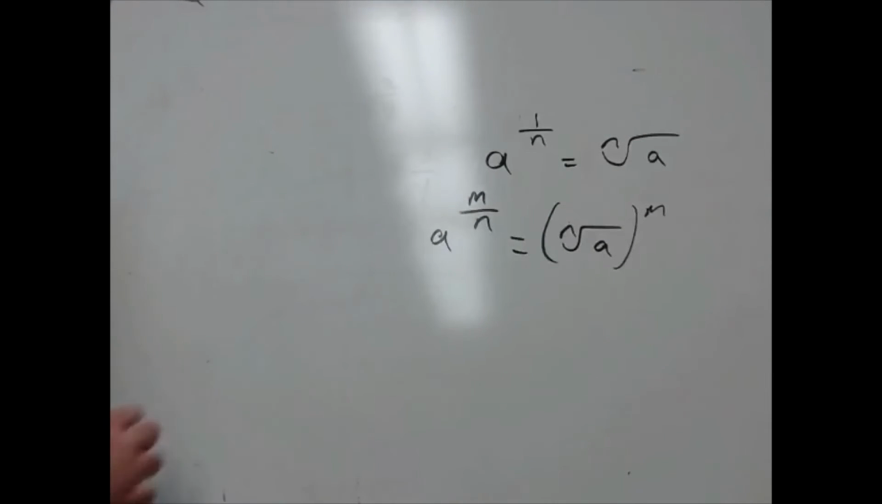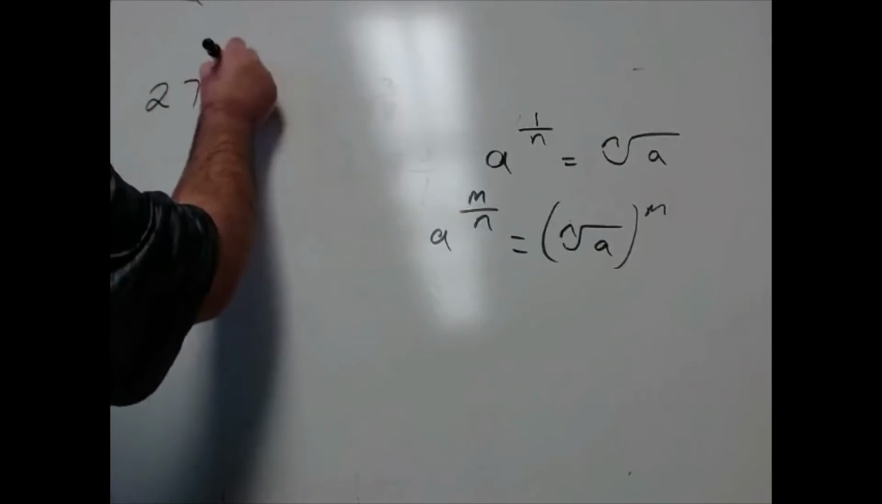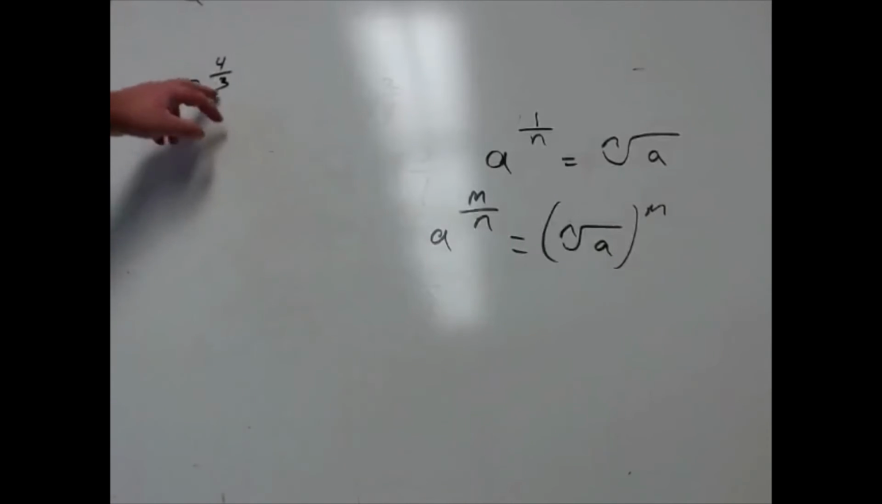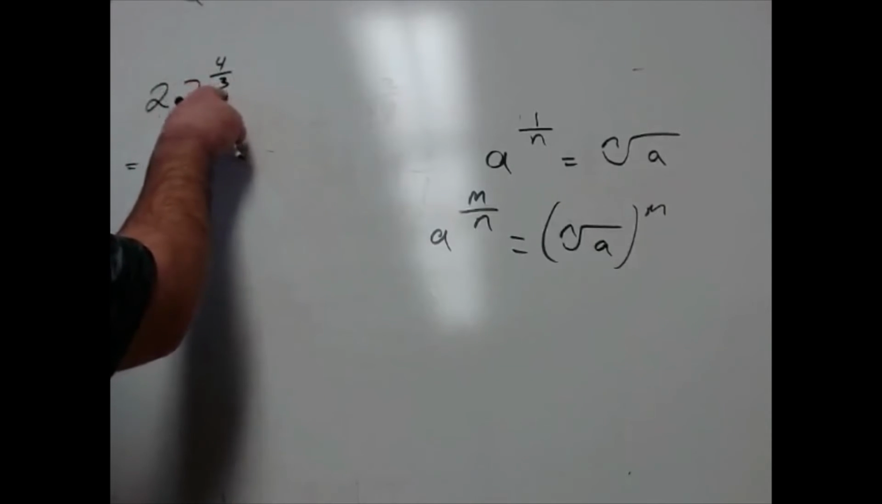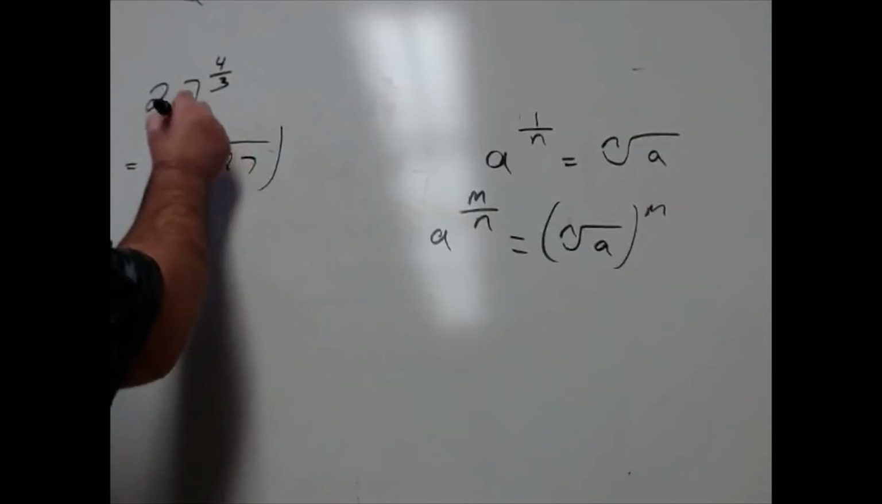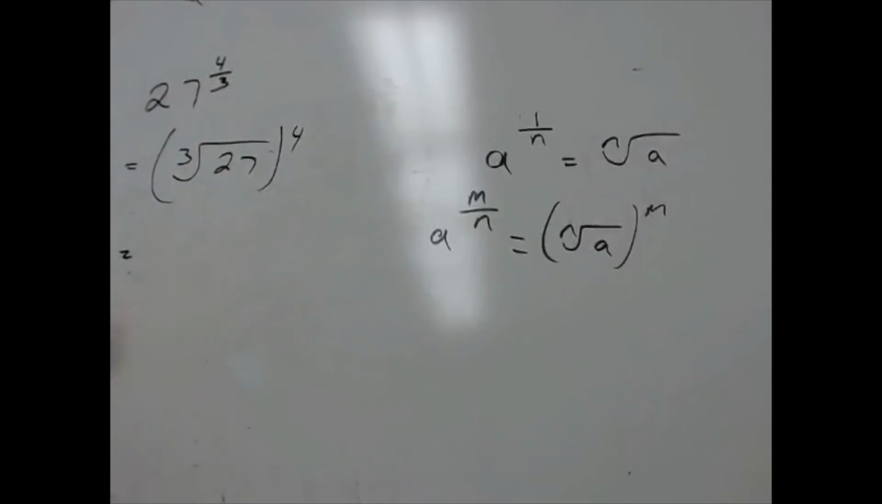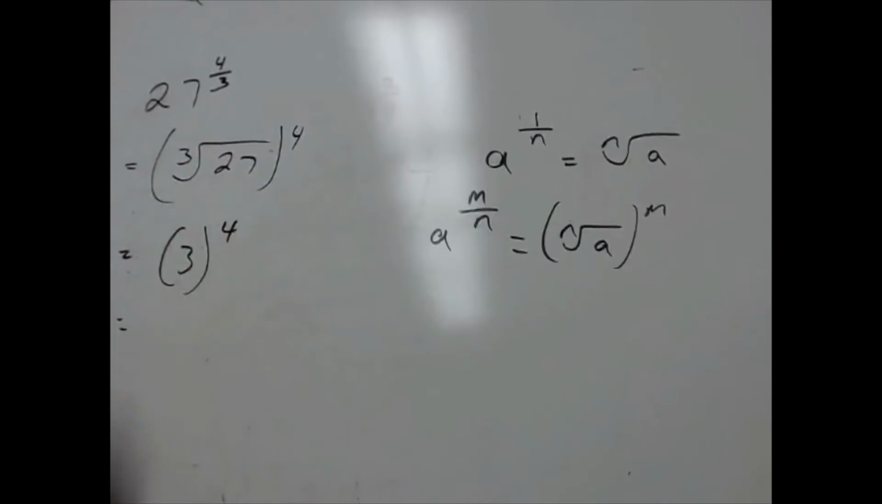So now, how can we use that? Well, we can use that to evaluate expressions that look pretty ugly, but actually end up not being all that bad at all. So if I have 27 to the 4 over 3, I know that the denominator here becomes my index, so this is the cubed root of 27, and it gets raised to the exponent of 4. Cubed root of 27, well, 3 times 3 times 3 is 27, so that means that this becomes 3 to the 4.